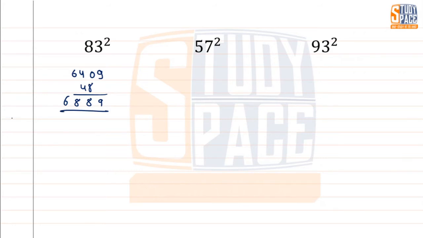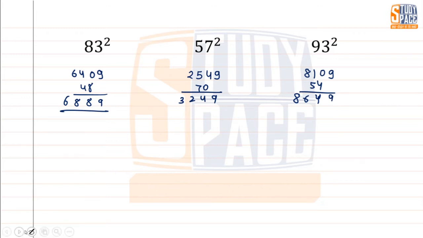Next, let's move on to 57 square. So it will be 3249. And lastly, let us move on to 93 square. So 8649 is the square of 93. Now you may be amazed how I am writing the squares so quickly. So let me tell you the trick now.